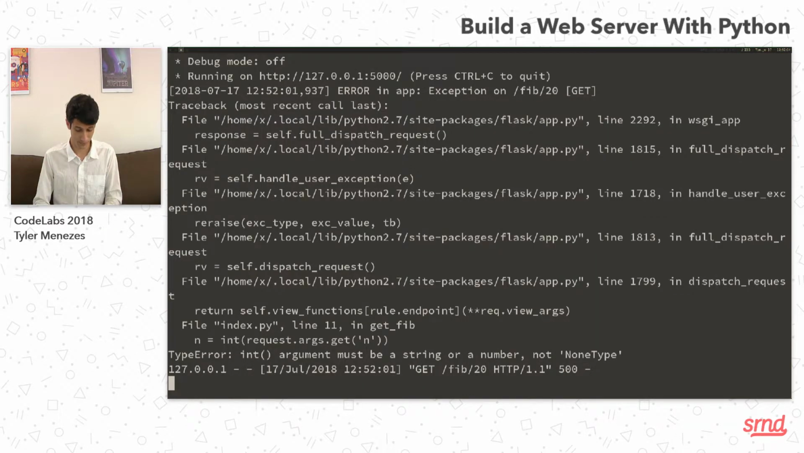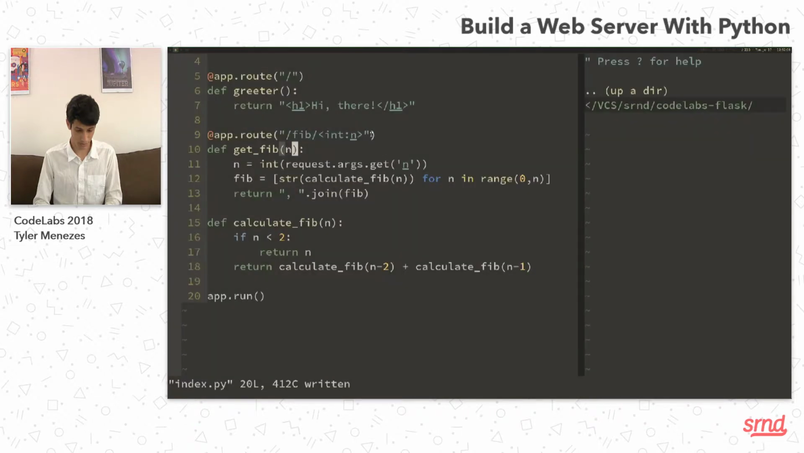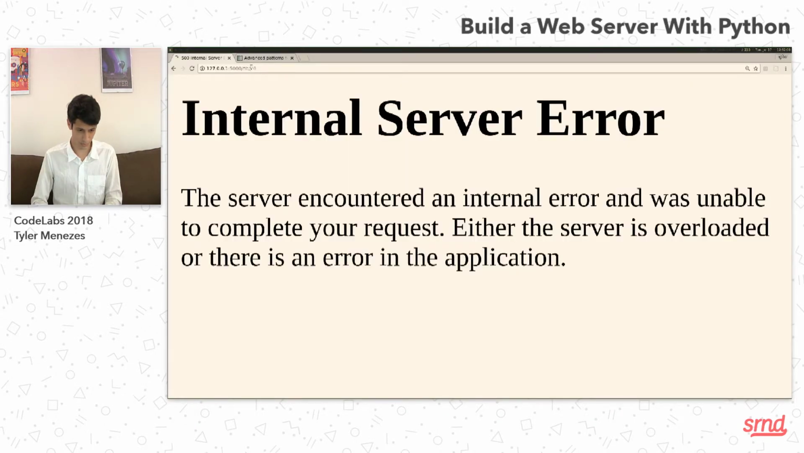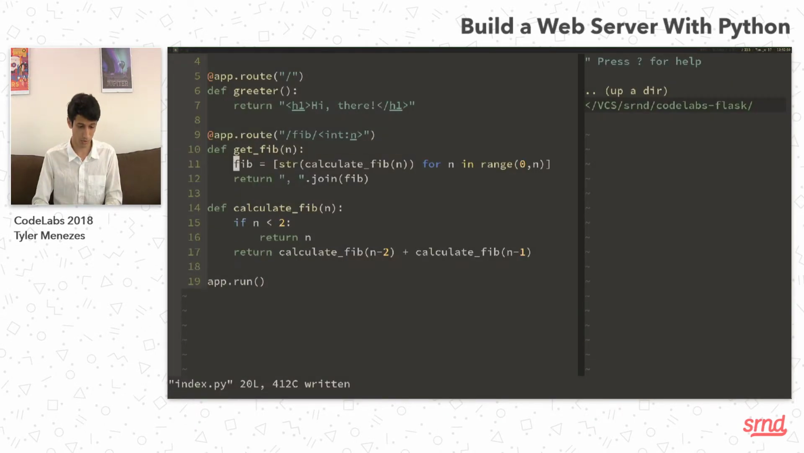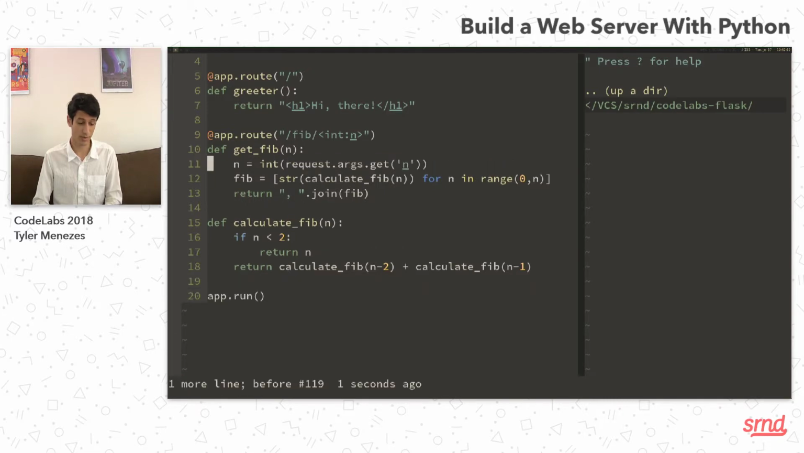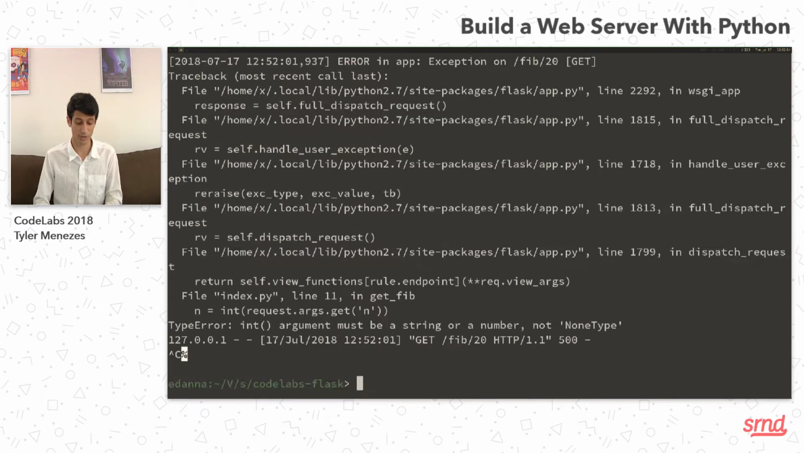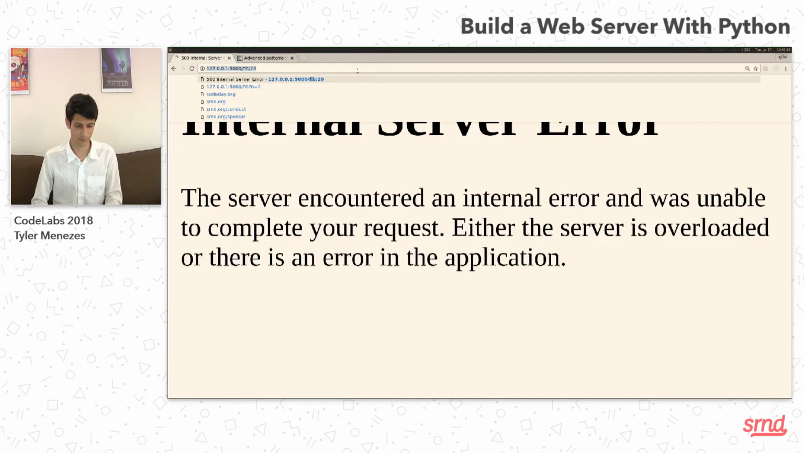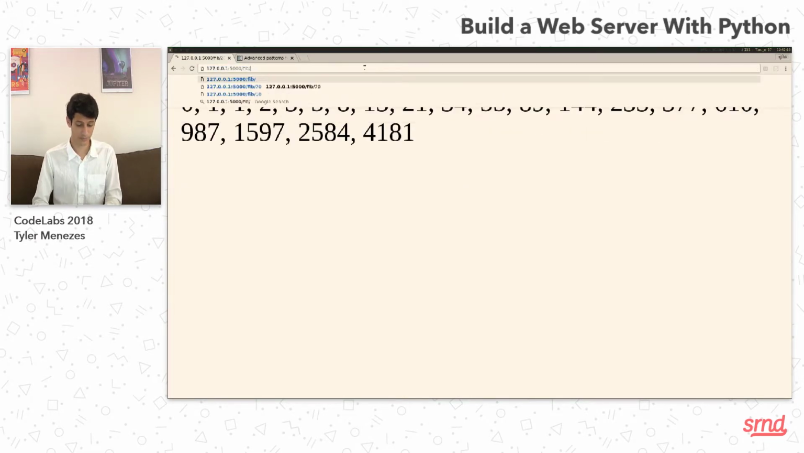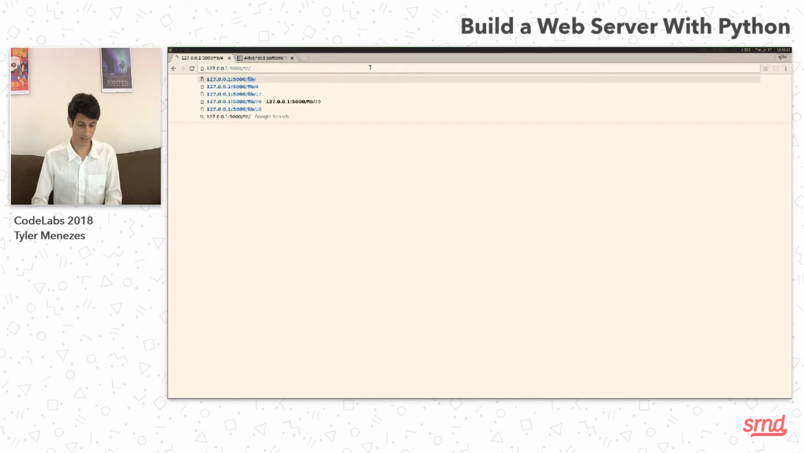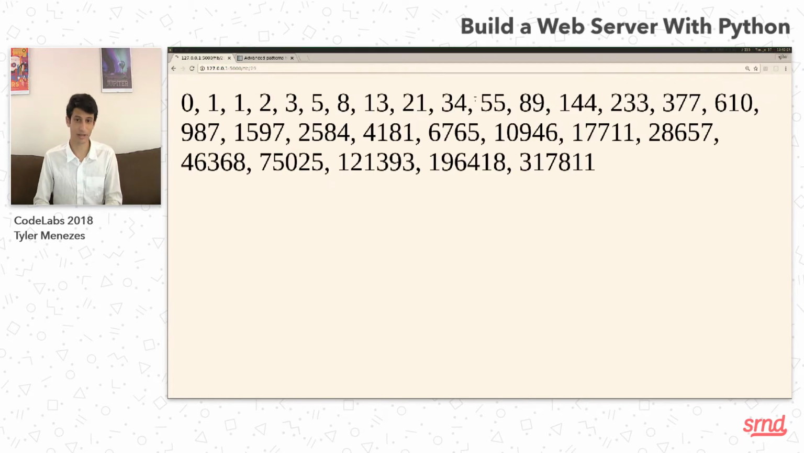Let's see. Argument must be a string or a number. /fib/20. Oh, sorry. We left this here, where we're assigning n to the value of that question mark. So we'll restart it. /20, /17, /4, /29, right? Got all those really cool things.